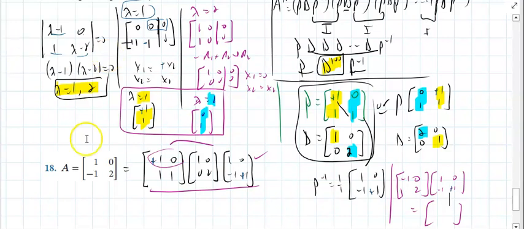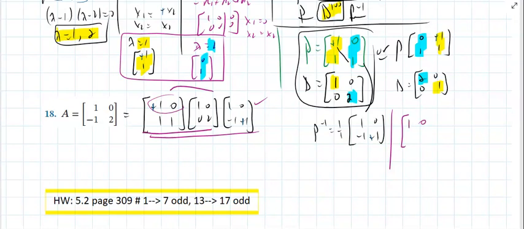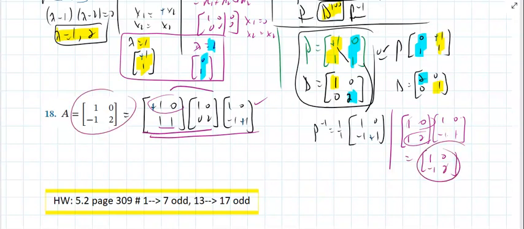If I multiply those two first, I'll get 1 plus 0, that's 1. 0 plus 0 is 0. 1 plus 0 is 1, and 0 plus 2 is 2. And if I multiply that by 1, 0, negative 1, 1, I'll get 1 minus 1 plus 0, which is 1. 0 plus 0 is 0. I'll get 1 minus 2, which is negative 1, and 0 plus 2, which is 2. That should be A. It is. There you go. Now what?